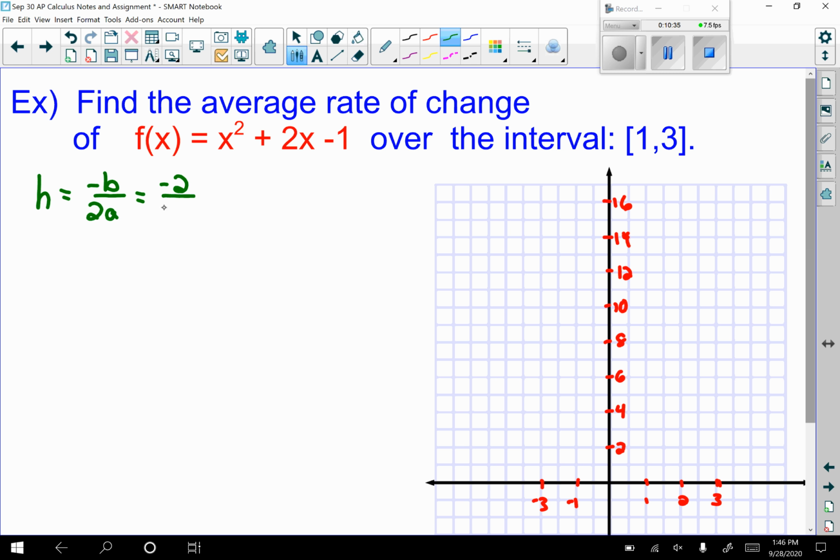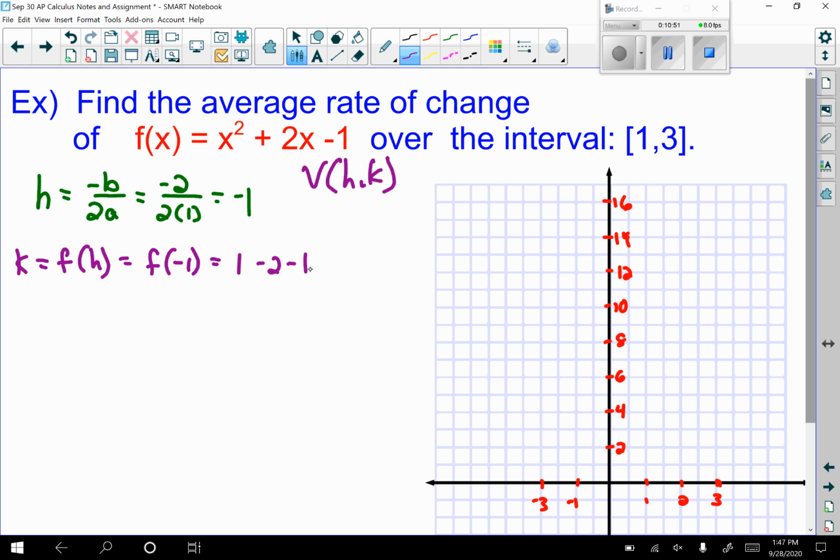So that's going to give me negative 2 over 2 times 1, so I'm just going to get a negative 1. And then k, because our vertex is (h, k), k is just going to equal f of h, which is f of negative 1. So that's going to give me 1 minus 2 minus 1. So we get 1 minus 3, which gives us negative 2. So our vertex here is at negative 1, negative 2.